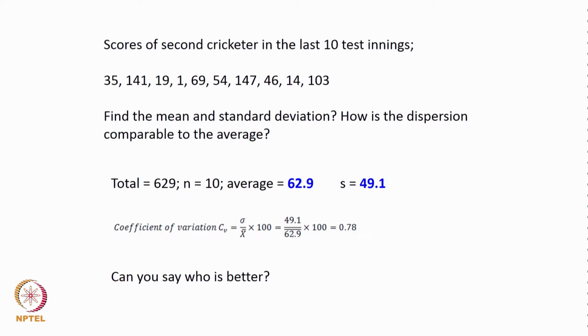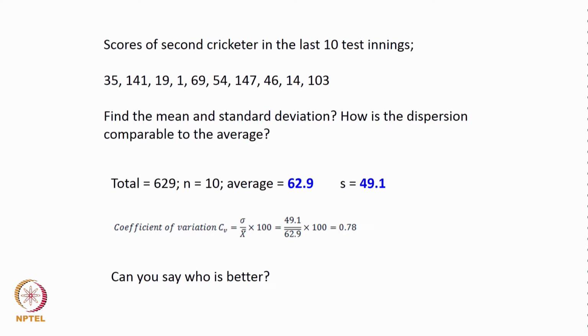So, the cricketer with the lower coefficient of variation of 0.78 can be taken as better compared to the other cricketer whose coefficient of variation was 0.92. Again, we have to note that x bar in both the cases are not close to 0, and therefore, CV is a reasonable measure to compare the performance of both these cricketers.